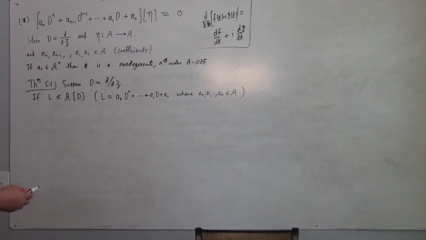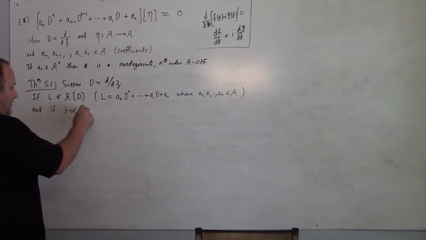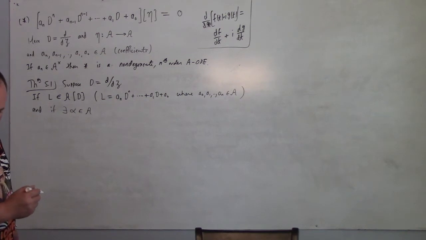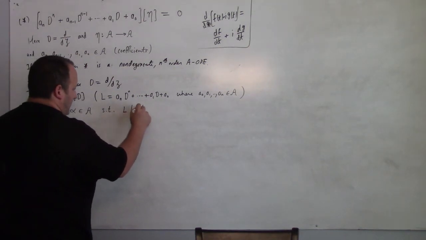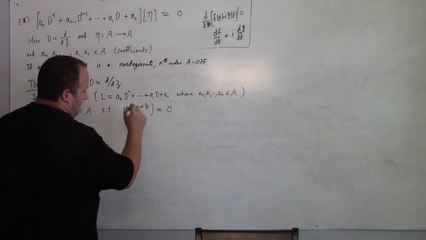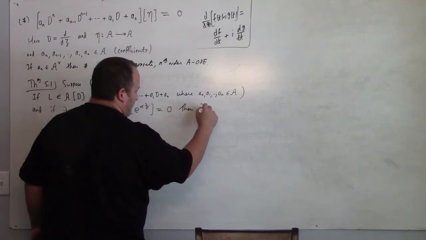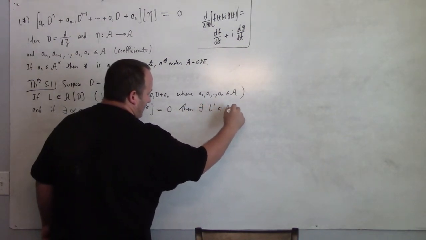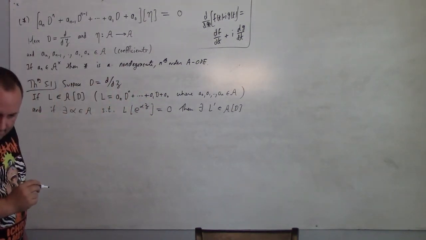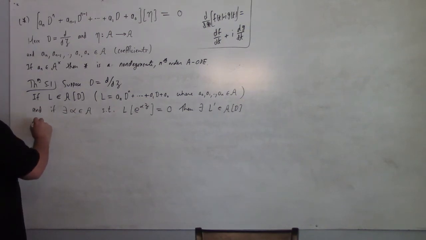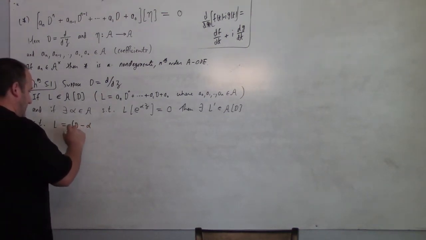So if there exists alpha in the algebra such that L of e to the alpha zeta equals 0, all right, then there exists L prime in the polynomials over the algebra such that L equals d minus alpha times L prime.